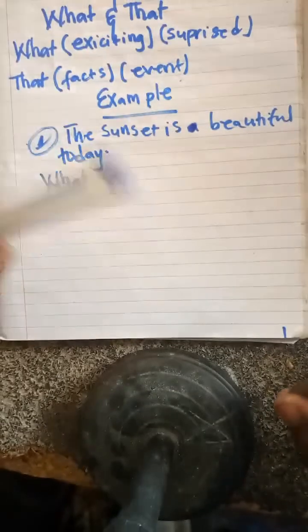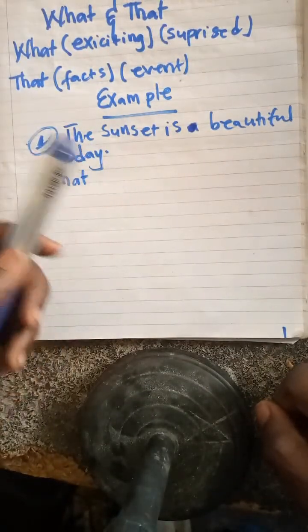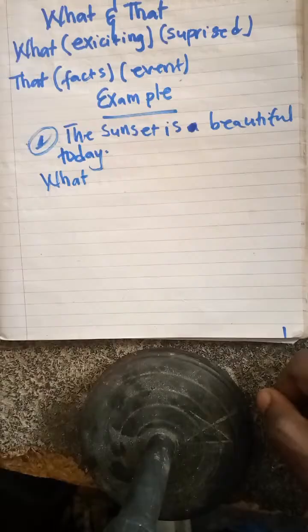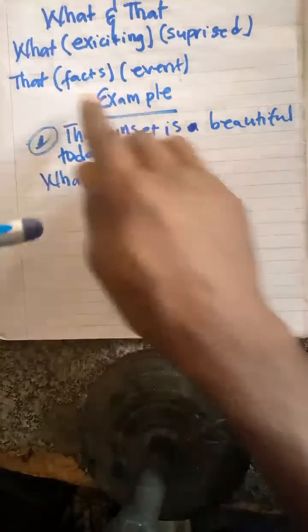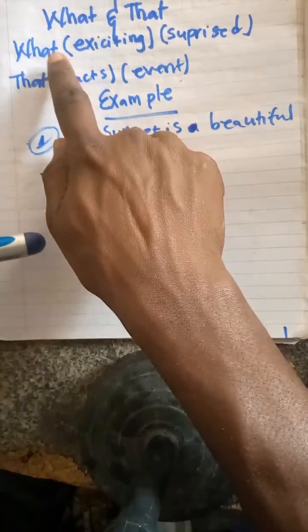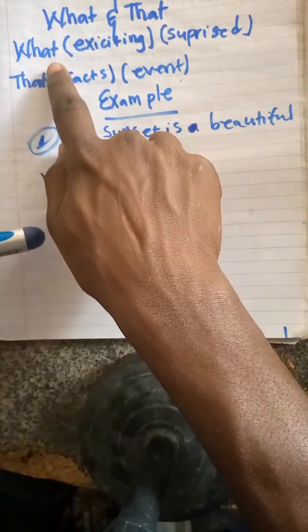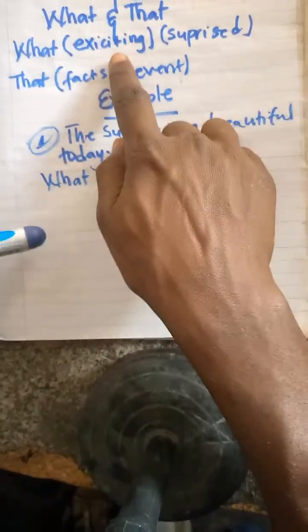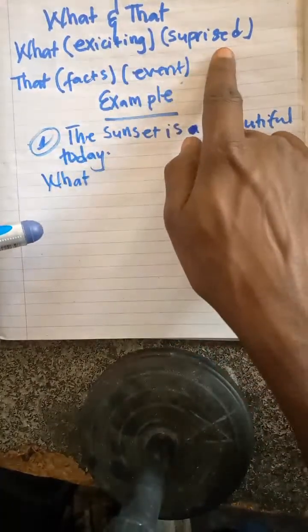The sunset is beautiful today. Then begin with what? The sunset is beautiful today. Then begin with the word what. Mind you, we have said what clause or what rewrite, they involve things like excitement and also surprise.